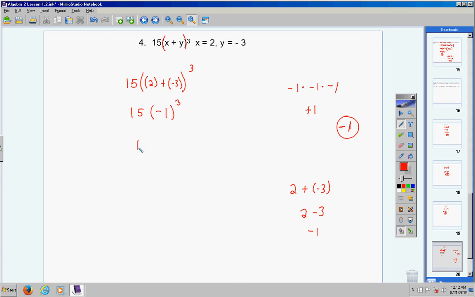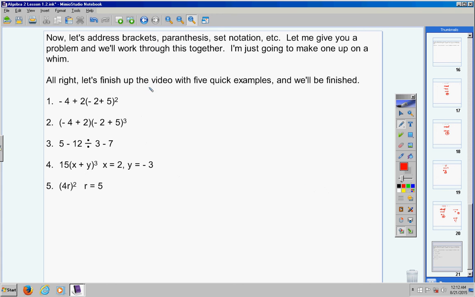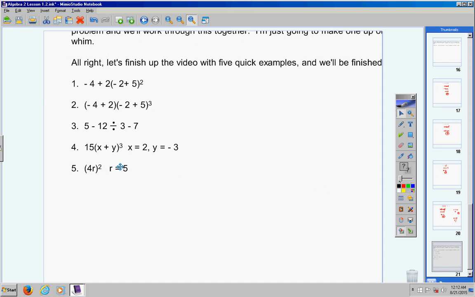So now I have 15 right next to the parentheses. So times a negative 1. 15 times negative 1 is negative 15, okay? If I'm going too fast, back this up and watch it again, okay? Alright, number 5, last one. And you're going to get a lot of practice in your homework, and that would be good for you, okay?